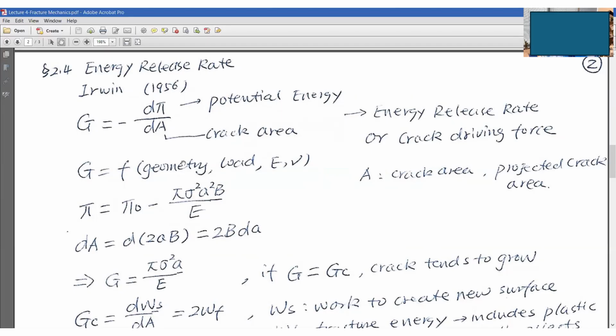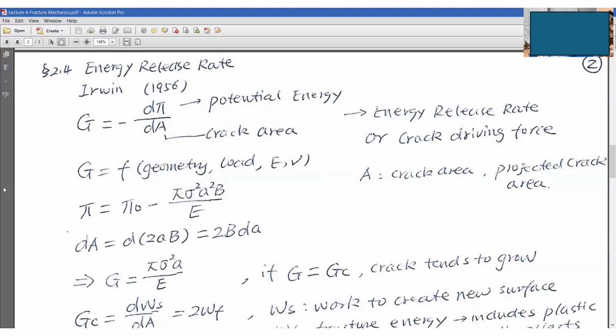This energy release rate G is also called the crack driving force, and either name is okay. Given a cracked body, the crack driving force can be written as a function of the geometry of the cracked body, the applied load, Young's modulus, and Poisson ratio, which are material properties. For linear elasticity, we just focus on Young's modulus and Poisson ratio because we are focusing on linear elastic material.